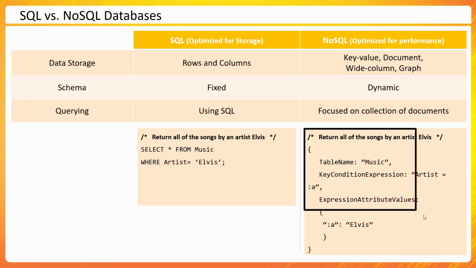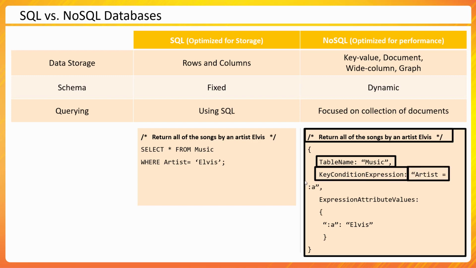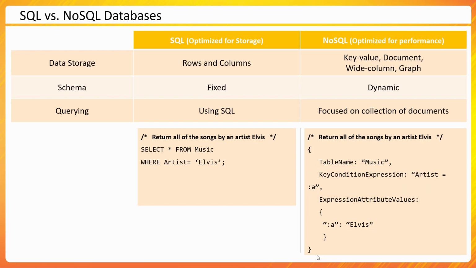Now, I could write a similar type of query for NoSQL databases too, but the format would be different. Like here, see this. I am looking for the same thing, return all of the songs by the artist Elvis. Here I am specifying my table name is music, and I am creating a key condition expression which says artist should be the value of variable A, and the attribute value we have provided for A is Elvis. This is the way I would query these NoSQL databases. This is just one example. Some NoSQL databases have a very specific way of querying the data, or some may support SQL also.